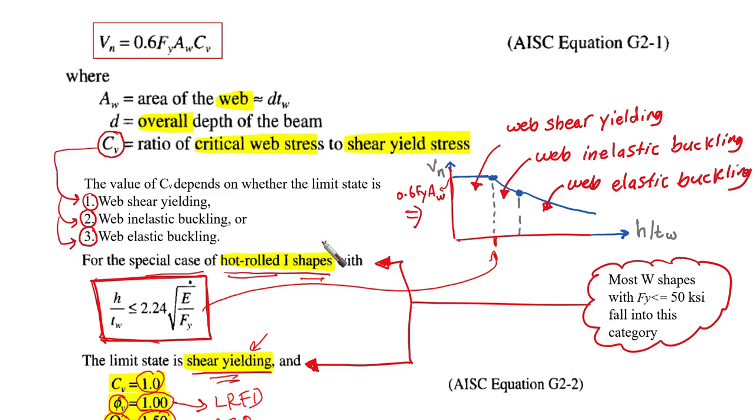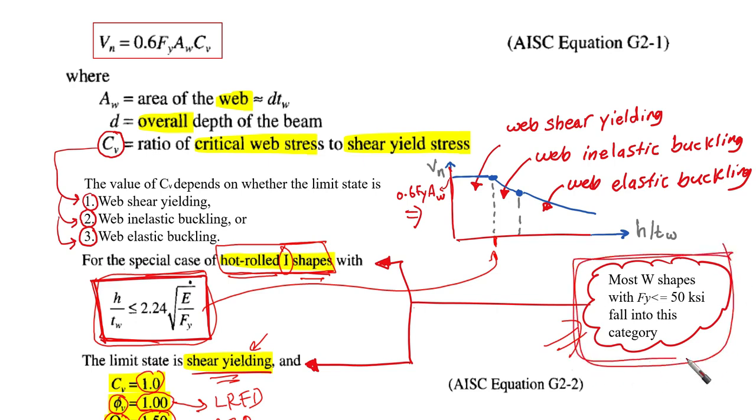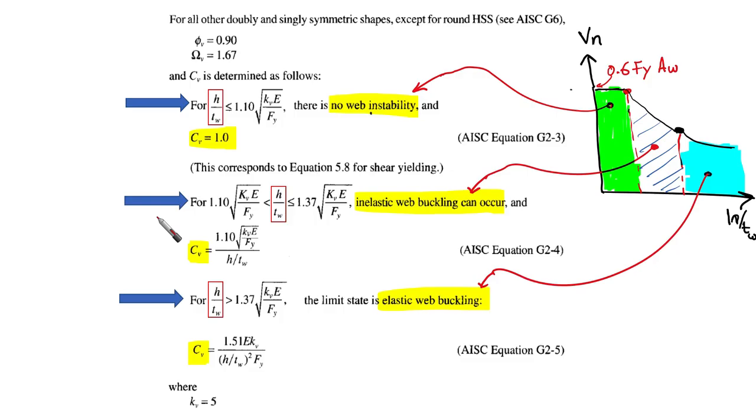Again, remember, hot rolled I shapes with this kind of limitation, with this special case, which is H over T web less than or equal to 2.24 the radical of E over F yield. Fortunately, most wide flange shapes with F yield less than or equal to 50 ksi fall into this category. So we are happy with this because most of our problems and examples were falling into this category. So we are going to use CV to be 1, and then our VN is going to be only 0.6 F yield times area web. Now let's go to the other types.